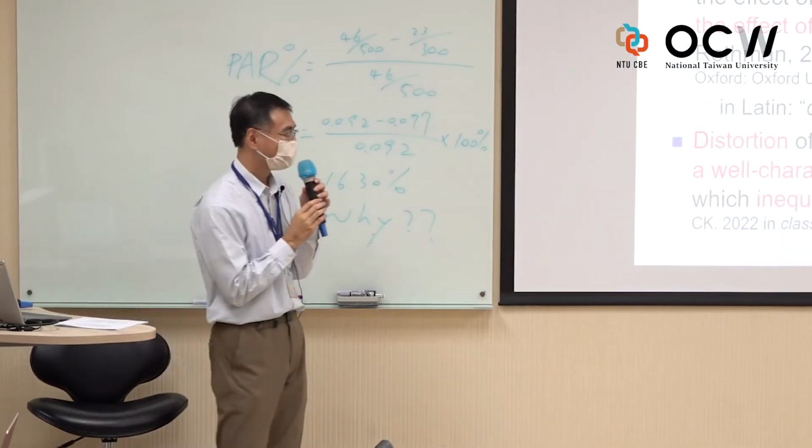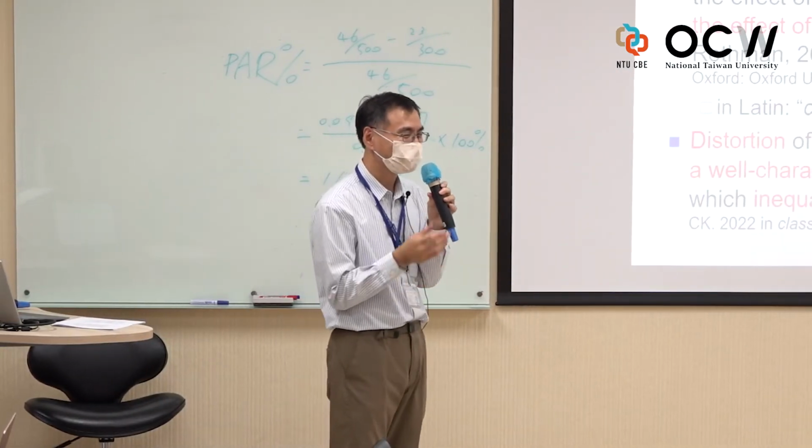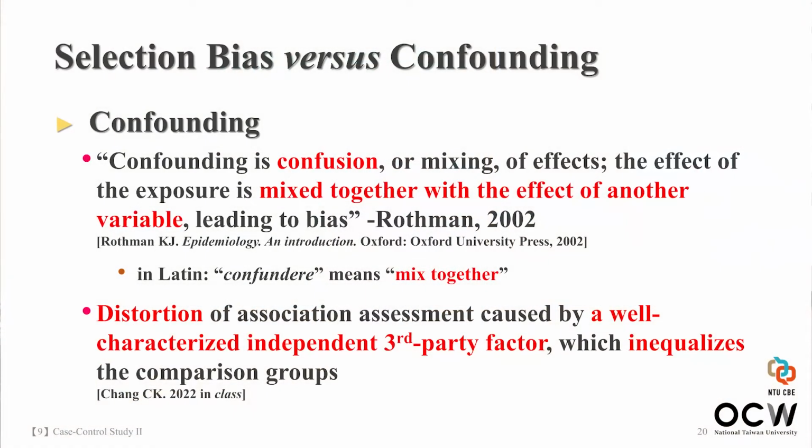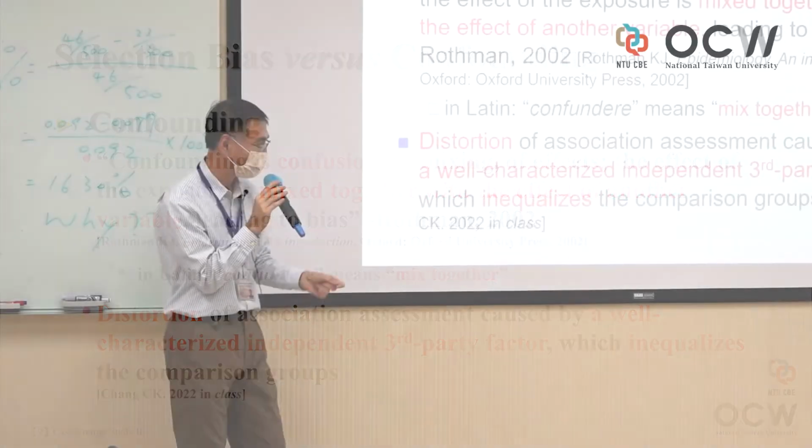So I went to ask another master in epidemiology, and he says confounding is the distortion of association assessment, generally with estimation of what? Relative risk, right? Caused by a well-characterized independent third-party factor. Remember the story about your cousin when you are getting married, which made the comparison groups unequal. That's confounding.